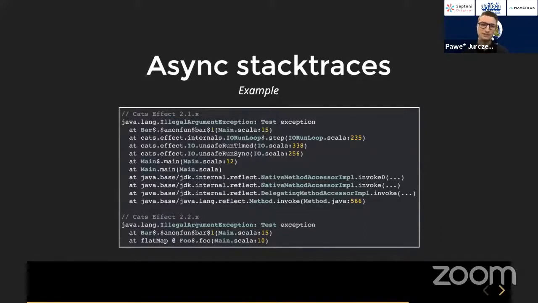So basically during the execution, the internals of Cats Effect will try to work out what the actual execution flow is. And in the process, Cats Effect internals will also be able to remove the noise related to the internals of the run loop itself, and internals related to JDK calls as well. And we finish with a very precise, very short, very informative stack trace at the end.